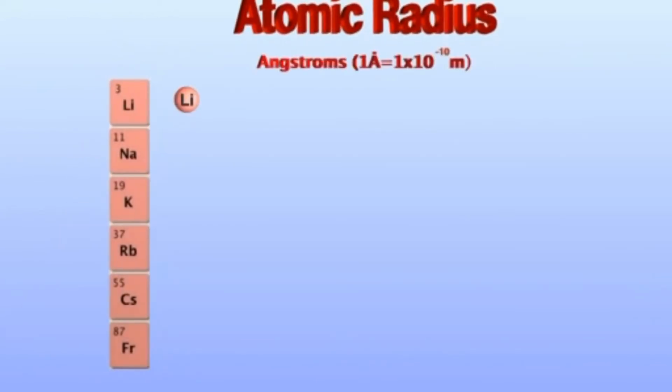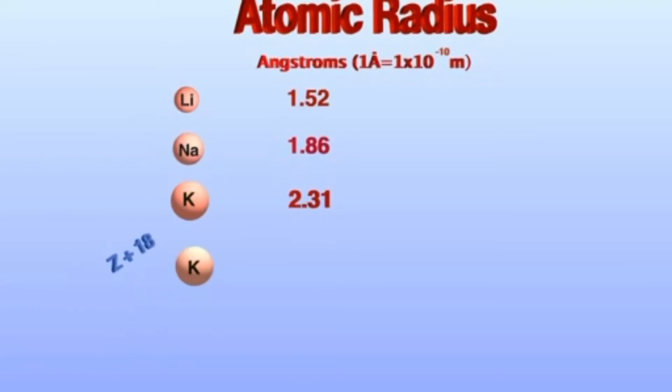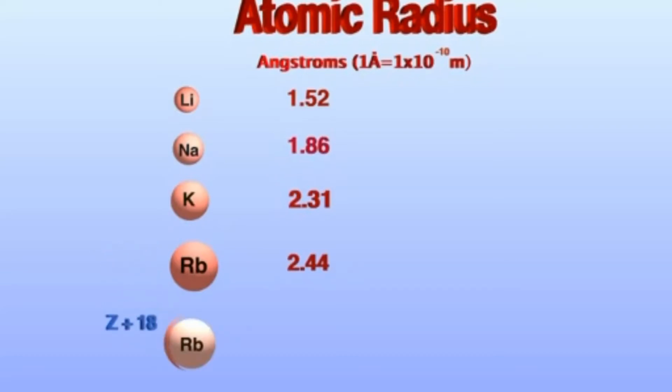Look here, children, you can see that in angstrom units the size increases as we go down the group, from lithium to sodium, sodium to potassium, potassium to rubidium, and then rubidium to cesium and francium. So here the atomic size keeps on increasing from top to bottom.